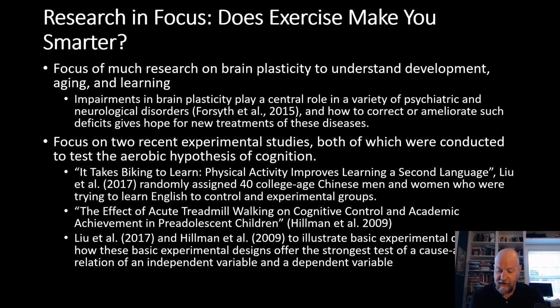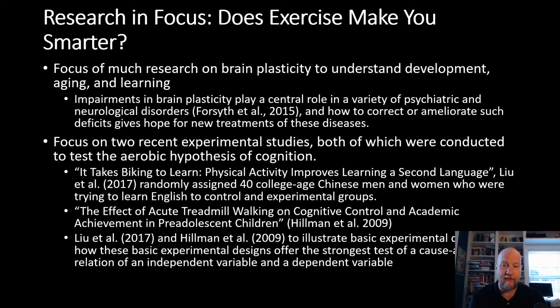In the second study by Hillman and colleagues, the one I mentioned that was about academic achievement and cognitive control in pre-adolescent children, what they did was assign subjects to what's called a within subjects design, and we're going to talk about each of these in detail, the between subjects and within subjects. In a within subjects design, the participant effectively receives all levels of the independent variable. And what that means in a conceptual sense is they serve as their own control.